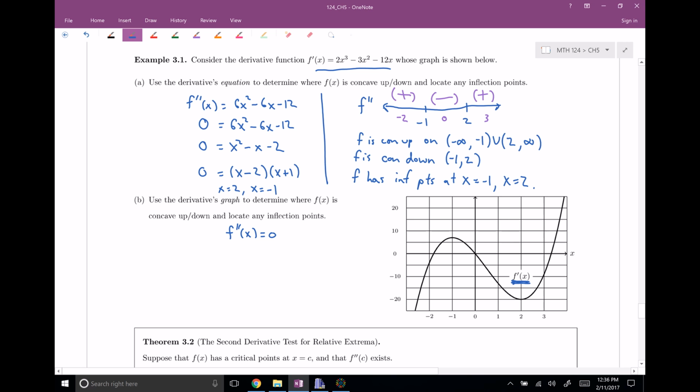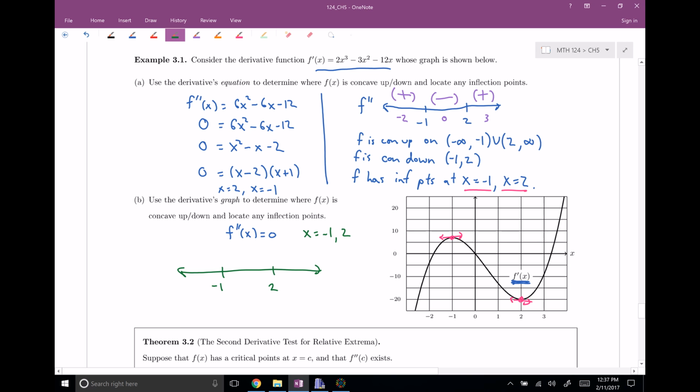So the second derivative, that's going to be the derivative of this thing here. So we can see the derivative of f prime is 0 at -1 and 2. Those happen to be the same values up here, not a coincidence. So at x equals -1 and 2, we have potential inflection points. So the game is the same. You would draw a number line here. -1 and 2 are our points of interest.